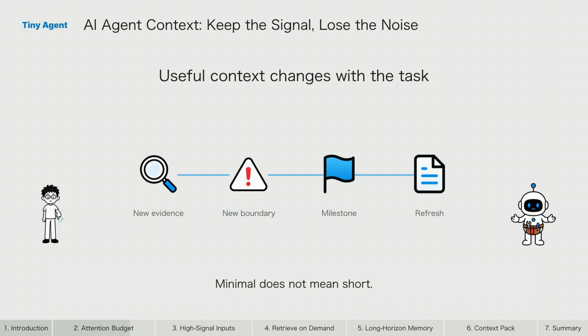Minimal does not mean short. A complex migration may need extensive acceptance criteria, repository conventions, and risk controls. The standard is the smallest set that fully supports the expected behavior, not the fewest possible words.